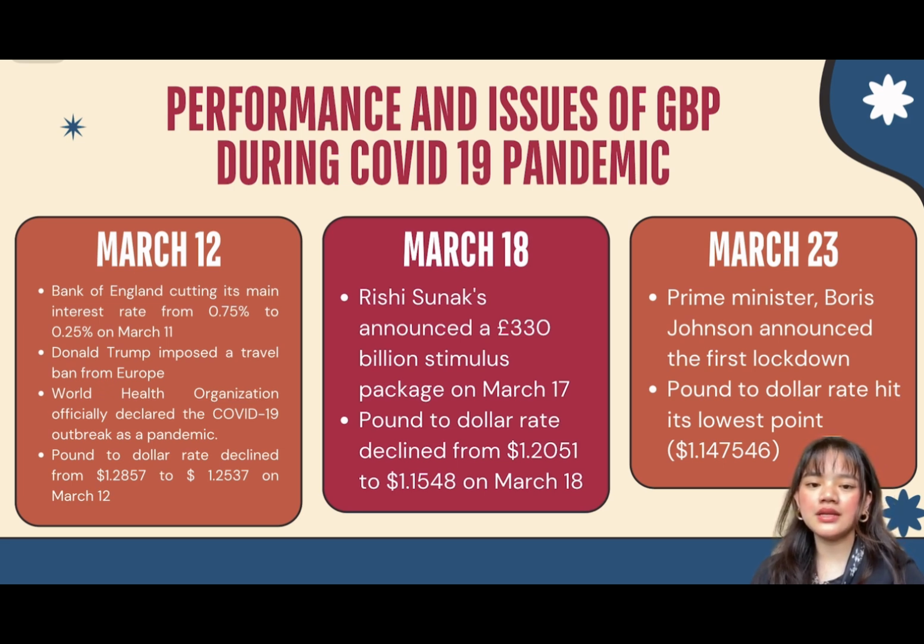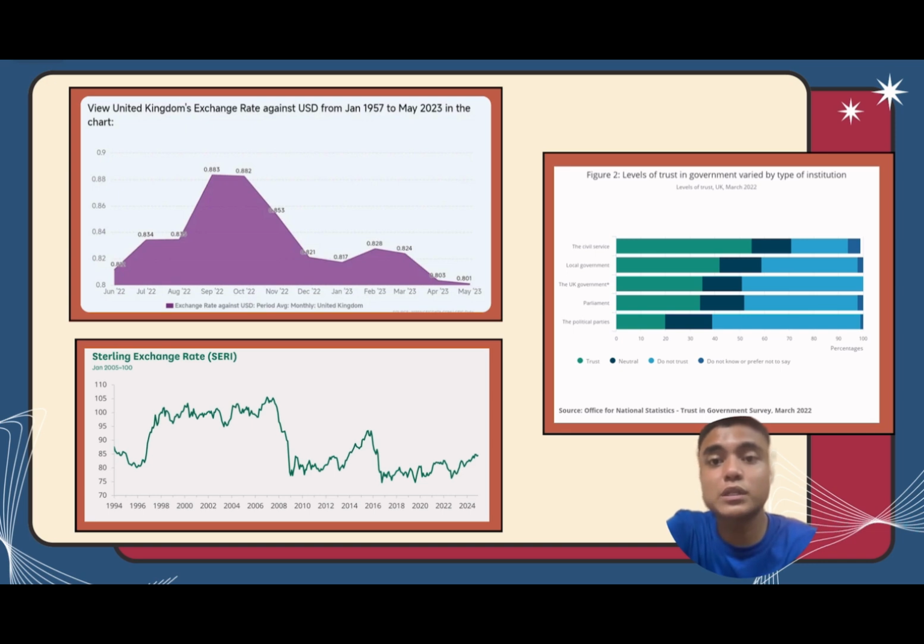However, GBP slowly increased and became stable in early January 2021 despite the UK entering its third lockdown. This is because the UK had successfully rolled out vaccines for its citizens. As lockdown became increasingly accepted as part of the new norm, the effects that lockdowns had no longer affected the citizens and the currency. On this slide, there are three graphs that show the pound sterling performance. We talk about the purple one, which shows the United Kingdom's exchange rate against USD from January 1957 to May 2023 in the chart.